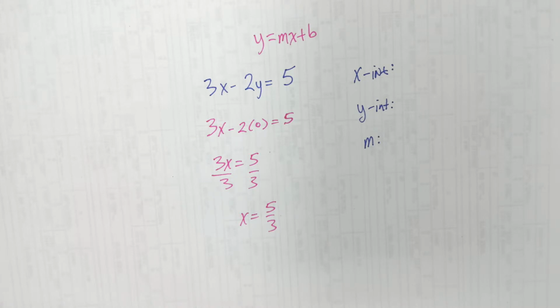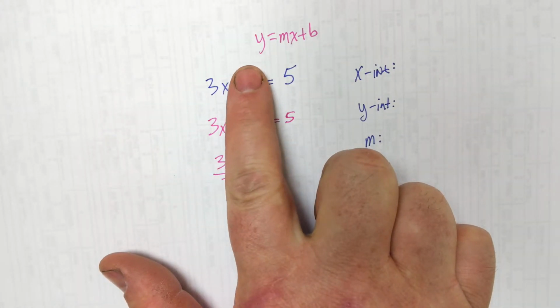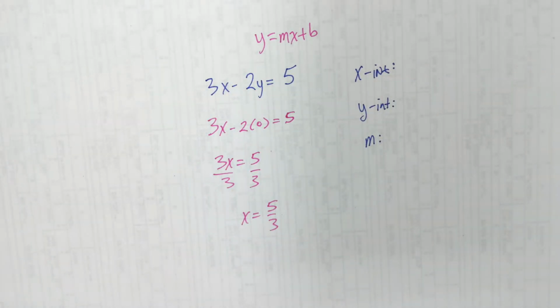Would that work for the slope too? No. But watch. You can just cover it up. 3 times x equals 5, because it's always going to be 0. Why didn't you say that in the first place? Well.